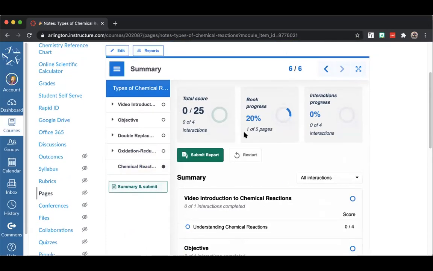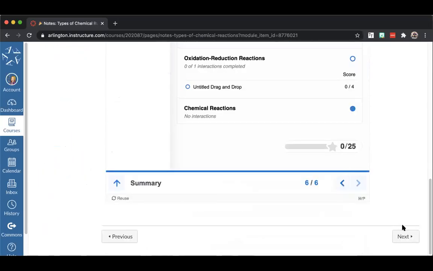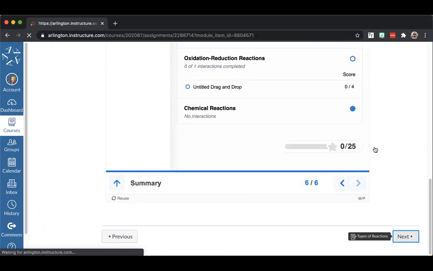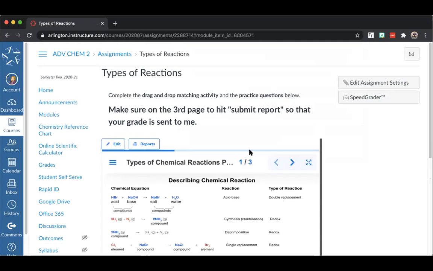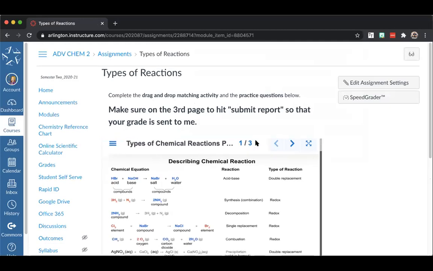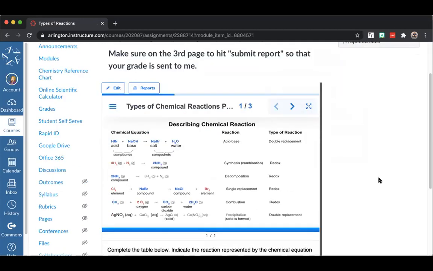When you go to do the assignment, okay? Once you're done with that, you've got all your notes written down, your examples, you've done the practice that was in the notes, you're going to go to next, and then your assignment today is, like I told you earlier, 2 parts. There's a drag and drop matching activity, and then there are some practice multiple choice questions. See how it says I'm on page 1 of 3 right now, okay? So page 1 is the drag and drop matching activity. Page 2 is the practice quiz questions. Page 3 is where you need to submit the report so that I get the grade, okay?